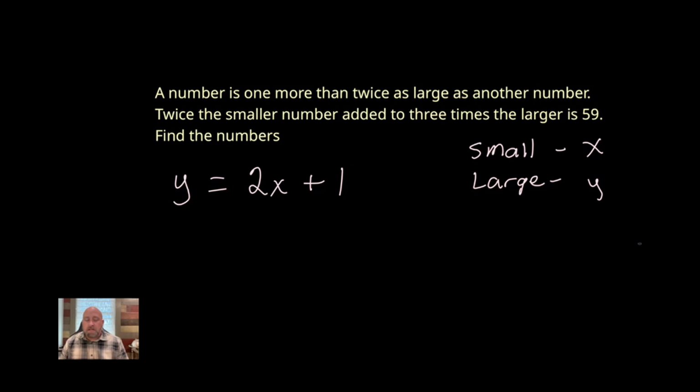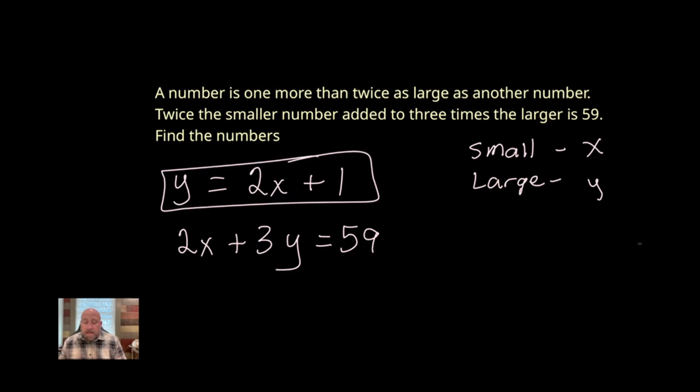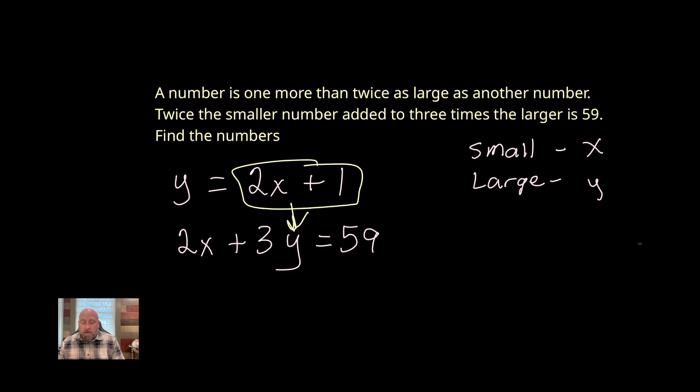My second equation says that twice the smaller number, that's x, so 2x, added to 3 times the larger number, that's y right here, equals 59. Now you might say, well, our x's and our y's aren't really lined up. Well, because we already know what y equals, we already have a substitution that's ready to happen, so we can just substitute this in for this y right here.